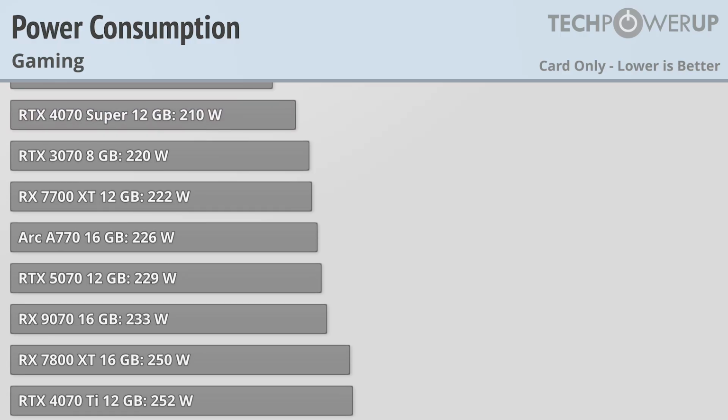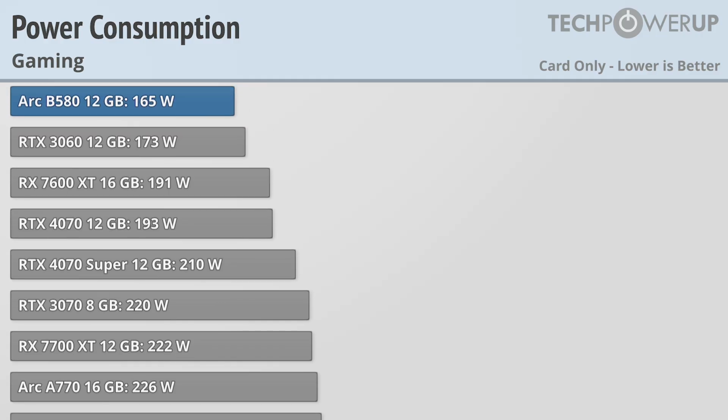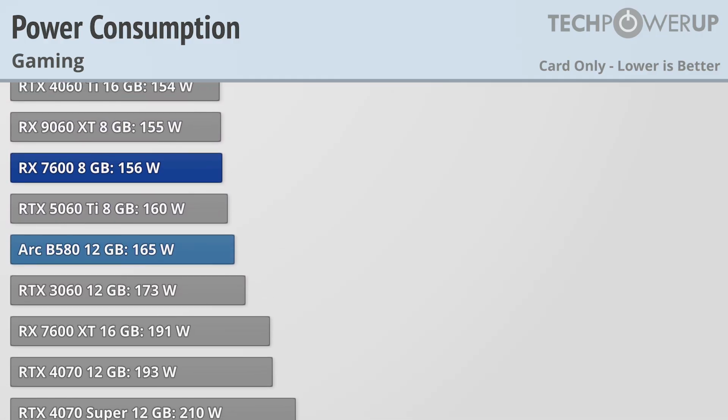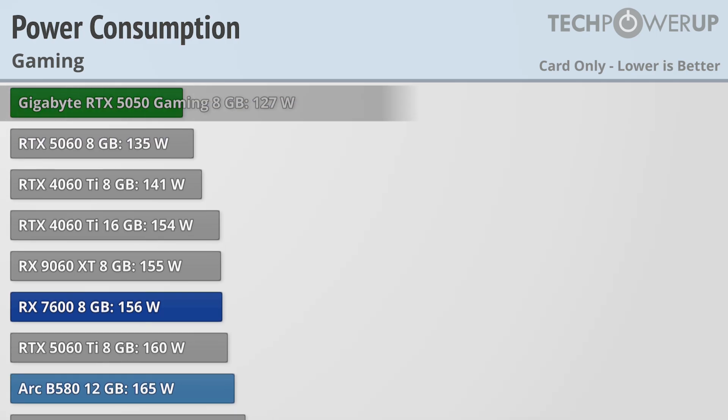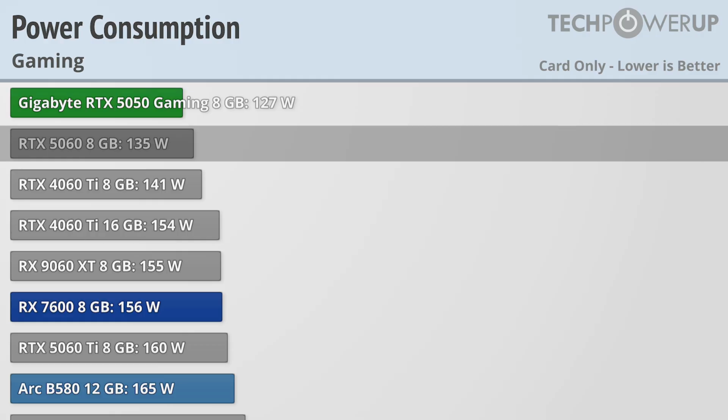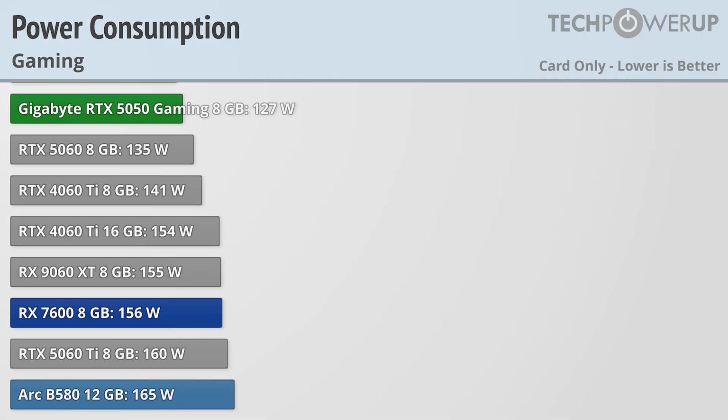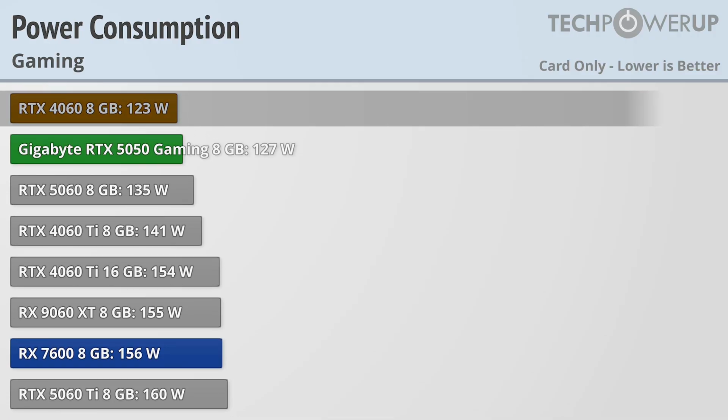At least with its lower performance comes lower power consumption, though not as low as you might expect. While it does only use 127 watts while gaming, which is below the RTX 5060 at 135 watts, it is slightly above the RTX 4060, a card which is a bit faster.